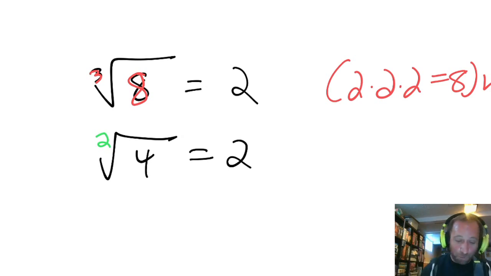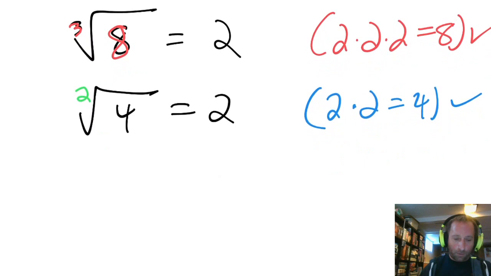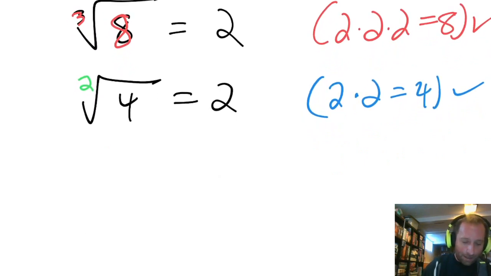Anyway, we're all good. The second one, the square root of 4 is equal to 2. So what number, when I raise it to the power of 2, gives me 4? Well, that's 2. 2 times 2 is 4. So we can see that that's the case. All right, let's look at these.